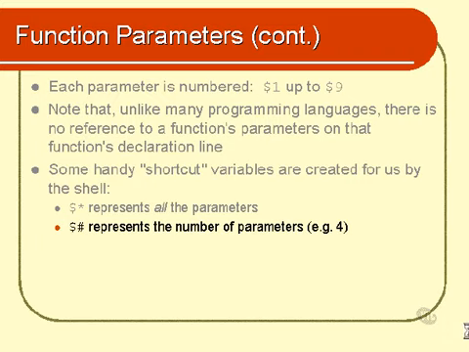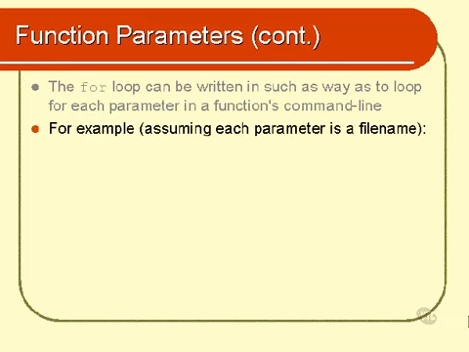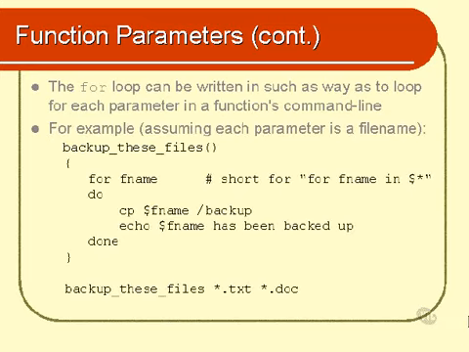And there's one final shortcut that's used with function parameters, which I'll now show you, and that is in conjunction with the for loop. It's actually useful to create a for loop that loops once through each parameter that the function receives on its command line. So the code looks like this. We have a function called backup_these_files, which we're going to assume takes several parameters on its command line, as you can see in the last line, where we're calling it with *.txt and *.doc.